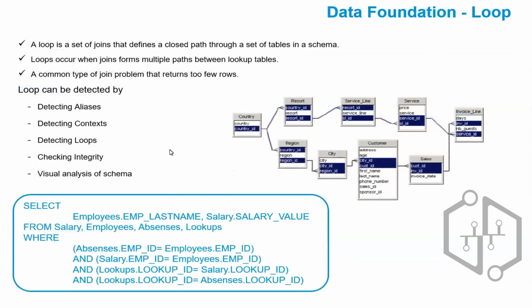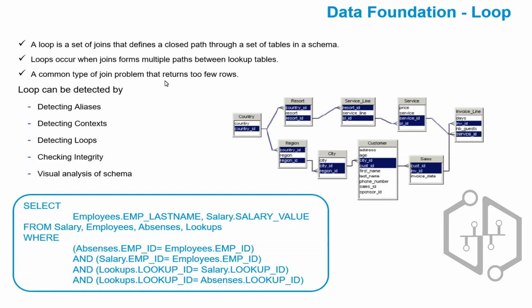In our data foundation, there will be chances of loops and traps occurring. A loop is like this. If our joins form in this kind of scenario, if you see here, from the country table to resort, resort to service line, to service, service to invoice line, back to sales, customer, city, region, and it is again joining with the country table. So it is like a closed path, a closed loop is formed. In these situations, we will get a problem with the data.